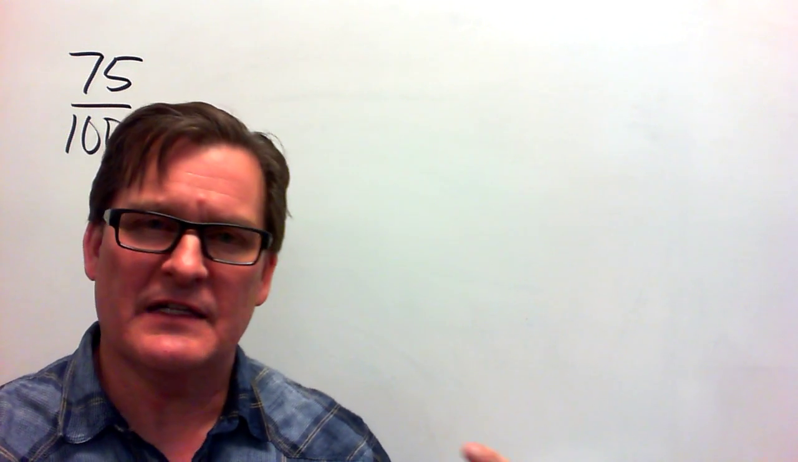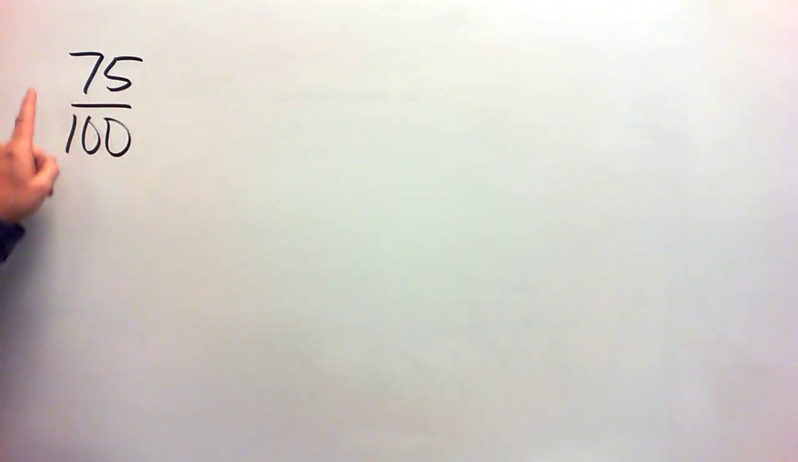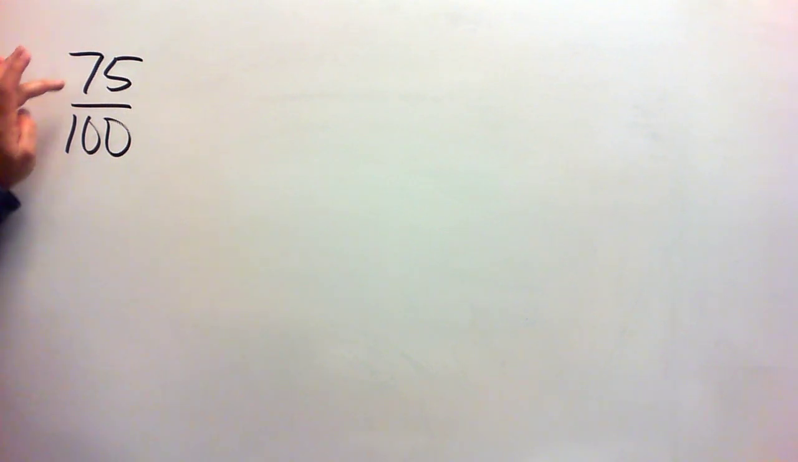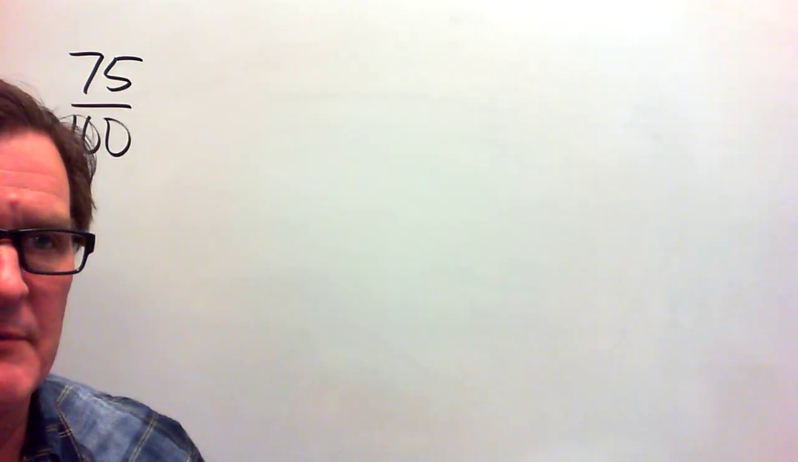And the reason we use simplest form is because it's usually a little bit easier to communicate, a little bit easier to visualize and understand exactly what it's talking about. 75 out of 100 isn't hard for most of us because we understand dollars, quarters, stuff like that. It's a little bit easier fraction to understand. We're going to reduce this one anyway. The next example I'm going to show you will be a better example of why we reduce.